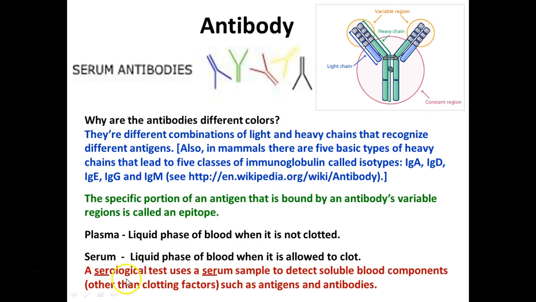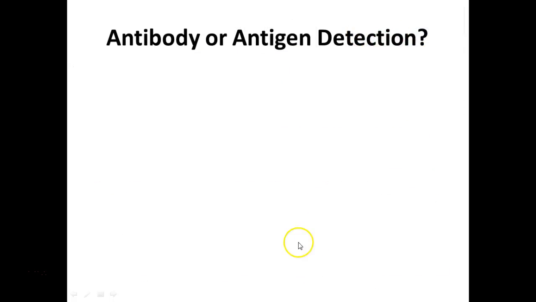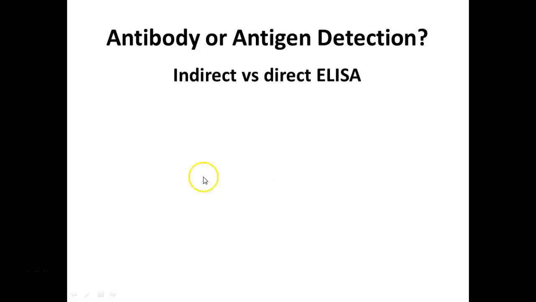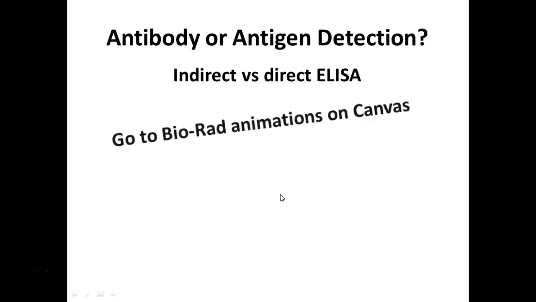So serological tests actually get their name from the fact that they're usually run on a serum sample, that liquid phase of your blood. And again, we're looking for things that are in that liquid phase, like antibodies, and even antigens can be found in the liquid phase of your blood. So antibody or antigen really depends on what you're trying to find out, right? For us, we are doing the antibody detection, which is also referred to as indirect, where antigen detection is referred to as a direct ELISA.